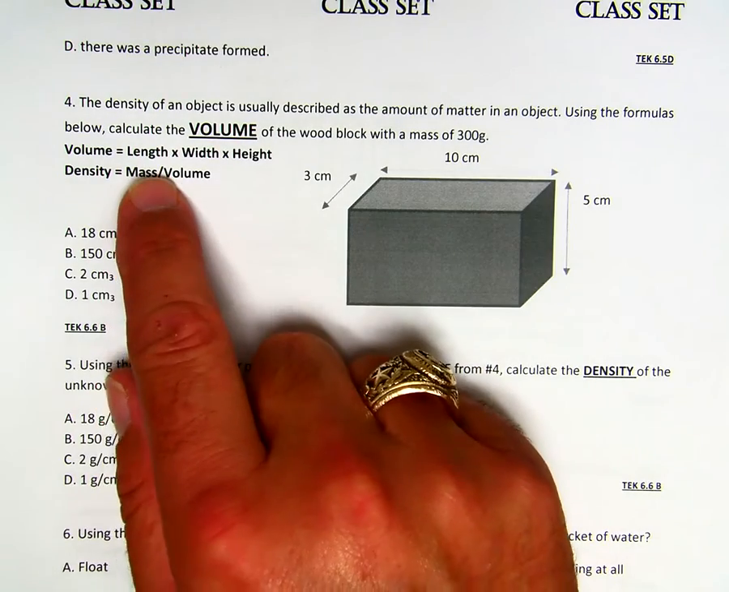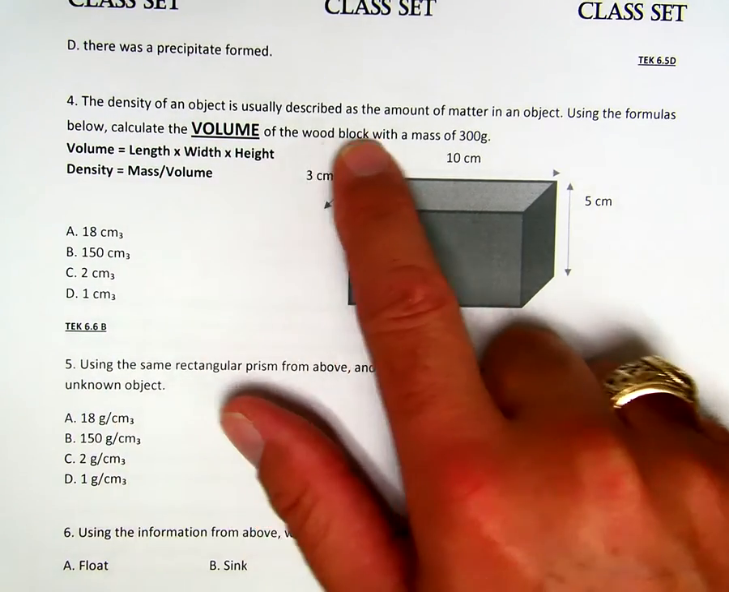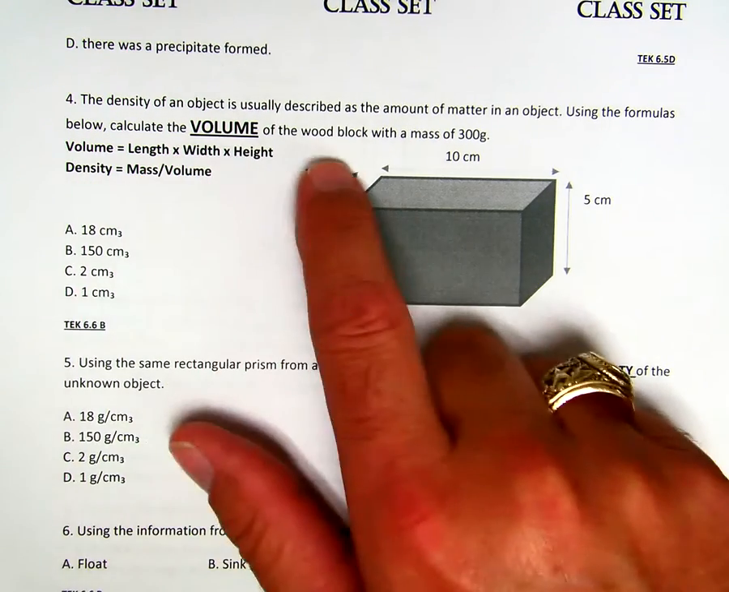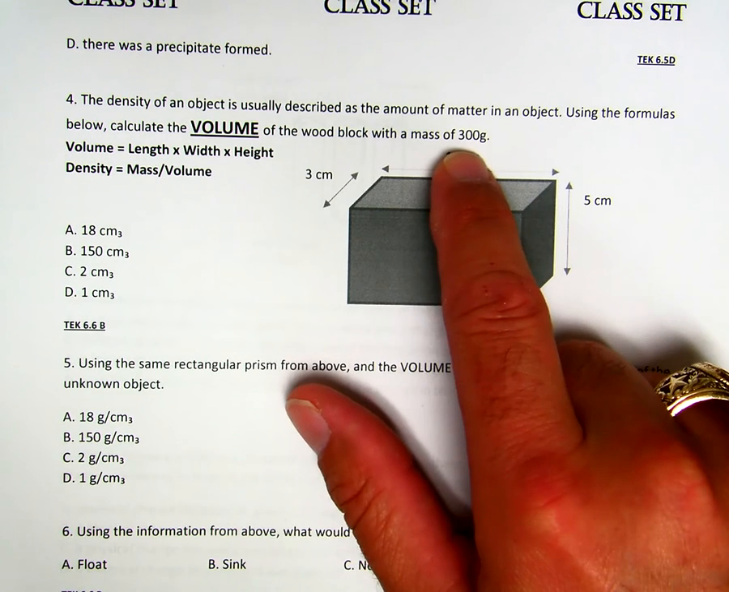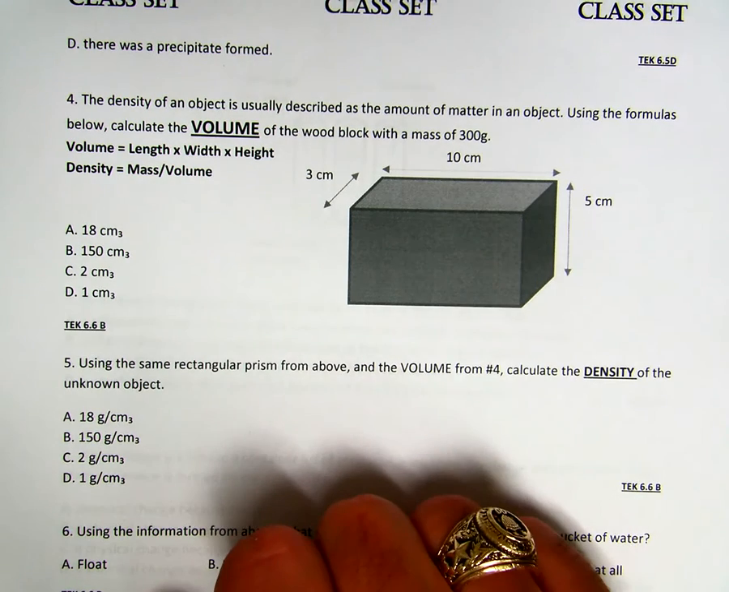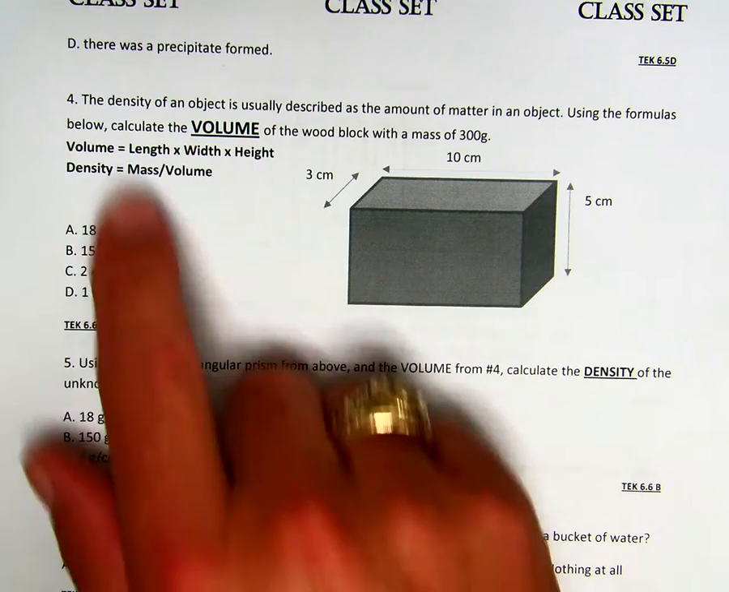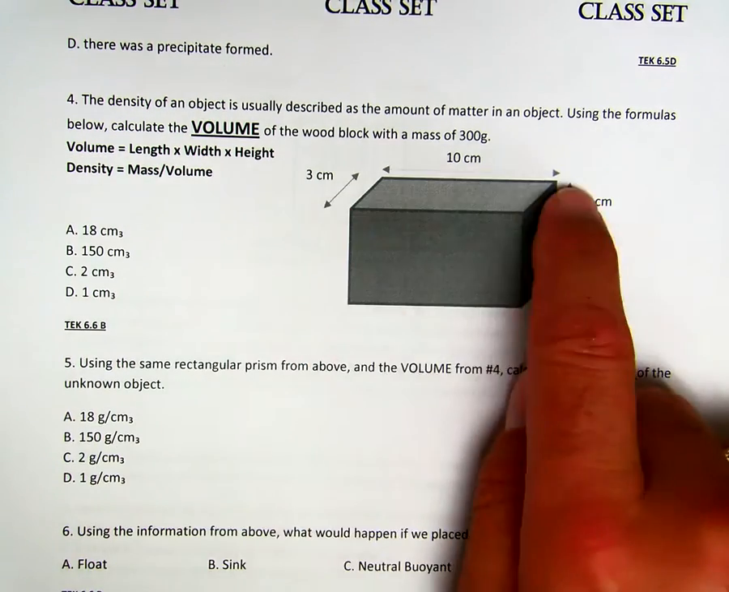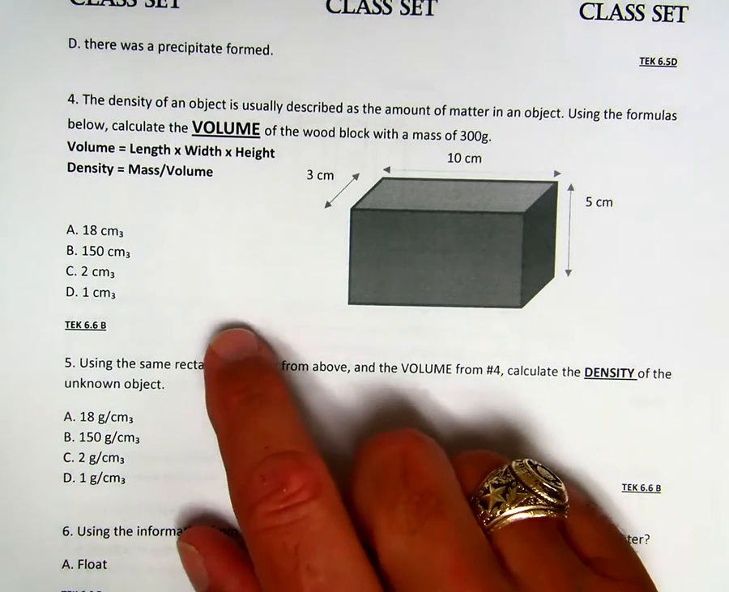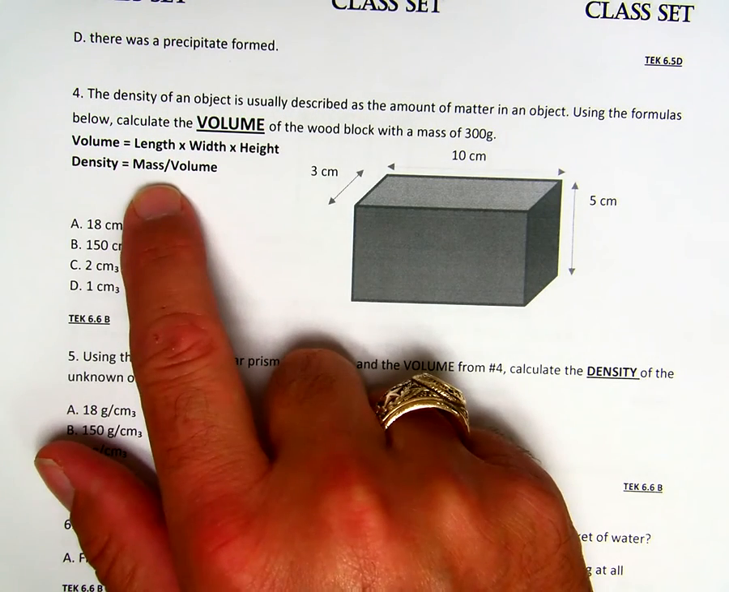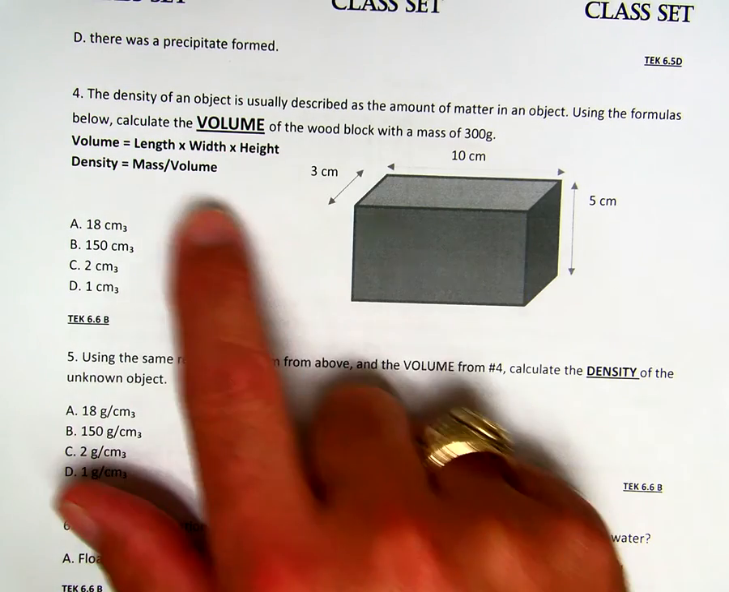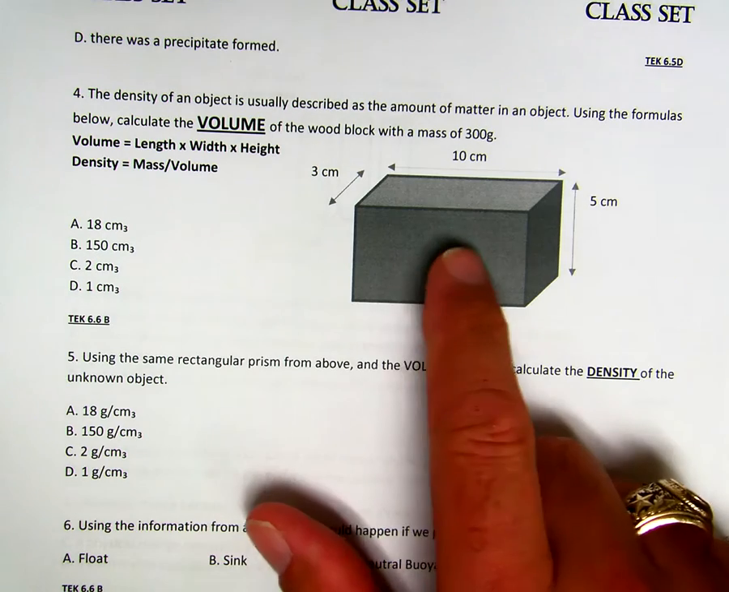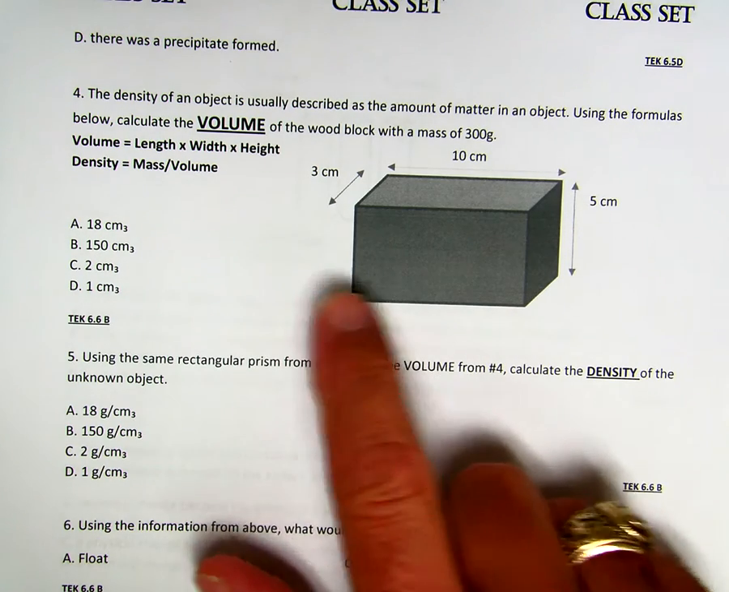Number 4, the density of an object usually describes the amount of matter in the object. Using the formula below, calculate the volume of this block of wood with a mass of 300 grams. Now remember, when you do volume and density, these are 2 separate formulas here. You've got to figure out your volume first, using length times width times height. Then use your density formula to use your mass, which is 300, and your volume, which is what you have to calculate first. So take a second, do your math, and then go ahead and answer this question.